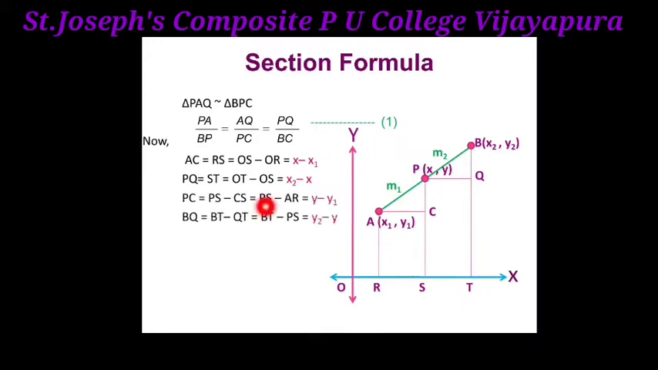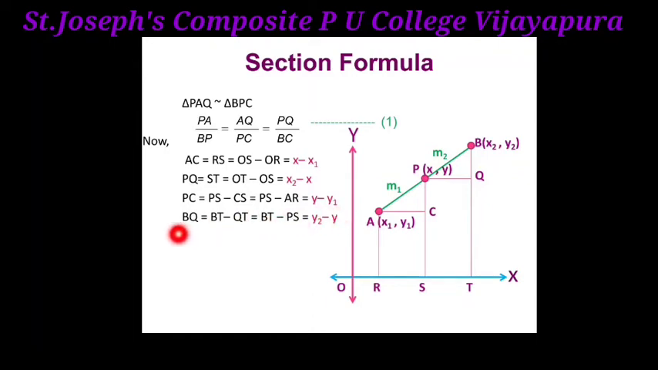Next, PC. PC is equal to PS minus CS, this distance. PC is equal to the whole distance PS minus CS, it gives you distance PC. PS is equal to y, and CS is equal to AR, which is y1. So it becomes y minus y1. PC is equal to y minus y1.